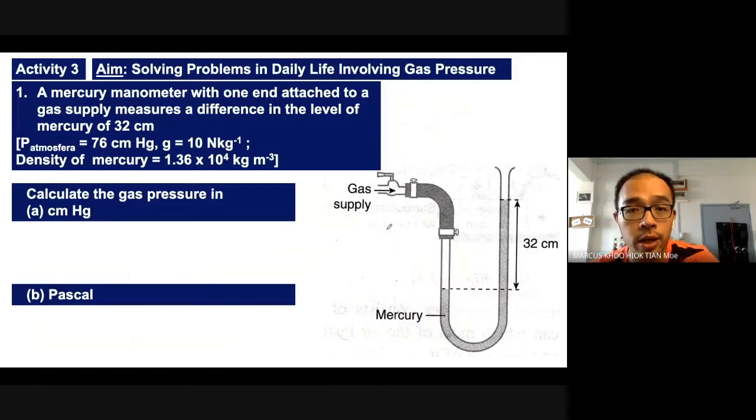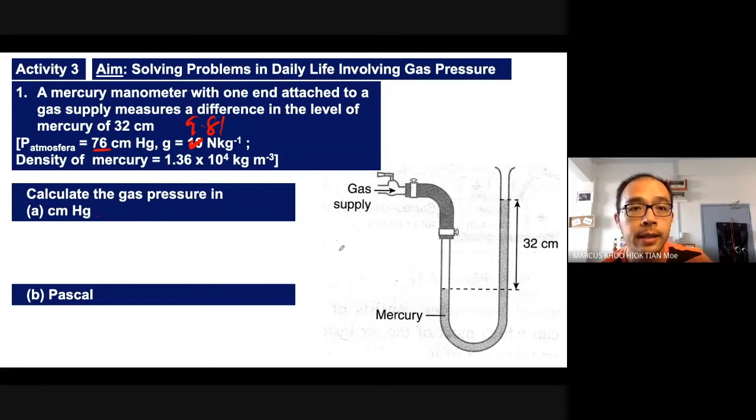Okay, so let's try a couple of questions. We've got time to do questions now. A mercury manometer is attached to one end of a gas supply and measures the difference in the level of mercury, 32 centimeters. So the difference in height over here is 32 centimeters. Think about who is winning. I want you to try this question. Calculate this gas pressure in centimeter mercury and then convert it into Pascal. I'll give you 2 minutes to do this.